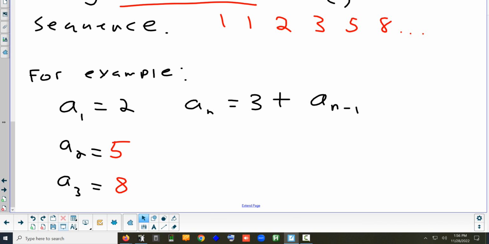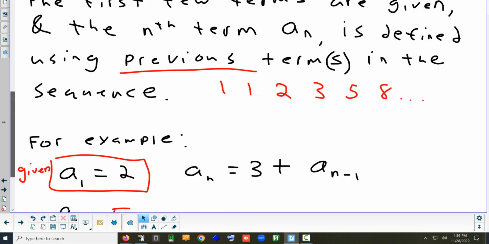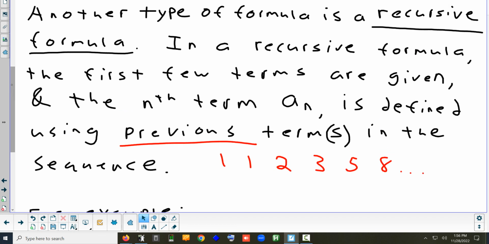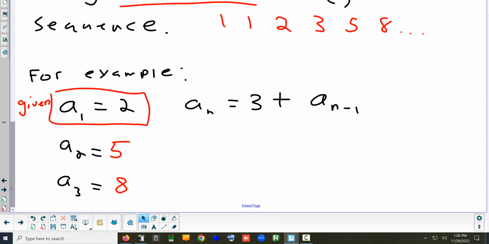I'm not quite getting what the pattern would be. Like, where do you plug in? Oh, this was given. Okay. So in a Fibonacci sequence, they have to give you the first couple terms. If they don't give you a starting point in a recursive sequence, sorry, you can't do it. So this was given, and then from there we can just keep adding through.